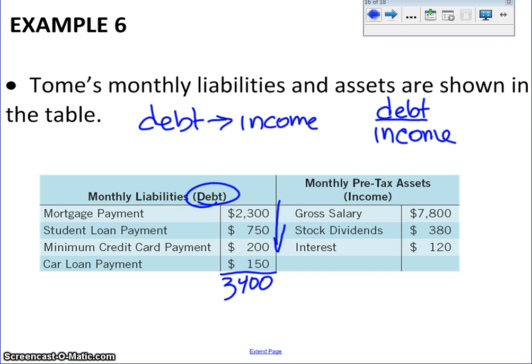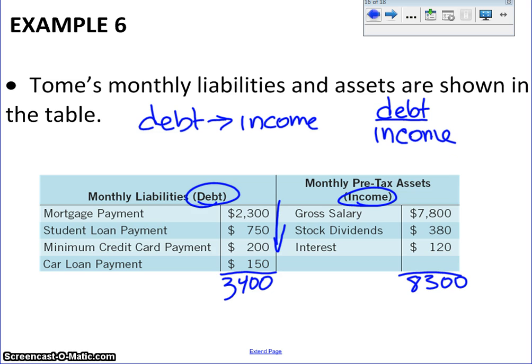Tomei has a $2,300 mortgage payment. He has a $750 student loan payment. He has a $200 credit card payment and a $150 car loan payment. His income or his assets are as follows. He has a gross salary monthly of $7,800. He has stock dividends in a total of $380 that he receives a month, and then he has interest in $120 a month, and that totals $8,300.